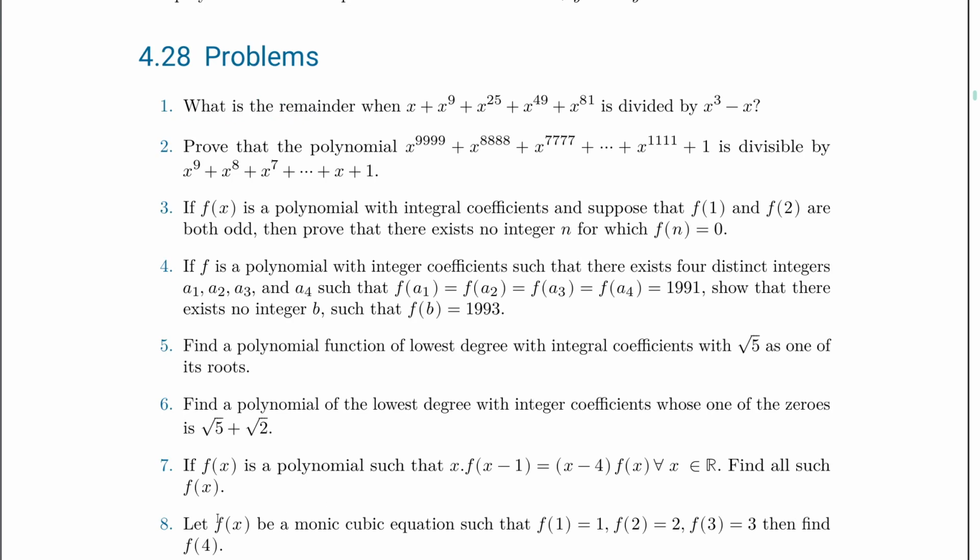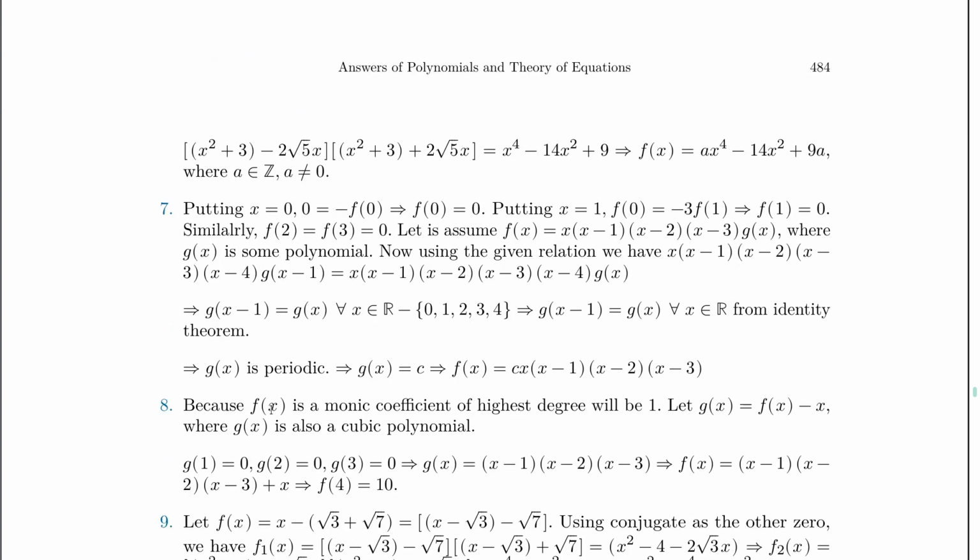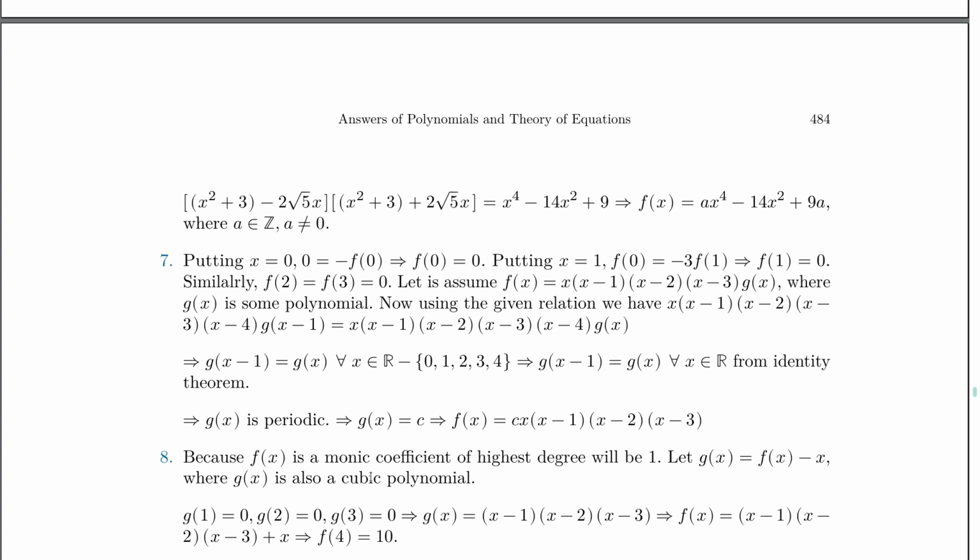Next question is, let f(x) be a monic cubic polynomial such that f(1) is equal to 1, f(2) is equal to 2, f(3) is equal to 3, then find f(4). Because f(x) is monic, the coefficient of the highest degree will be 1. We let g(x) is equal to f(x) minus x, where g(x) is also a cubic polynomial. Now we substitute: g(1) is equal to 0, g(2) is equal to 0, and g(3) is equal to 0. That means g(x) would be (x minus 1) into (x minus 2) into (x minus 3). So f(x) would be (x minus 1) into (x minus 2) into (x minus 3) plus x.